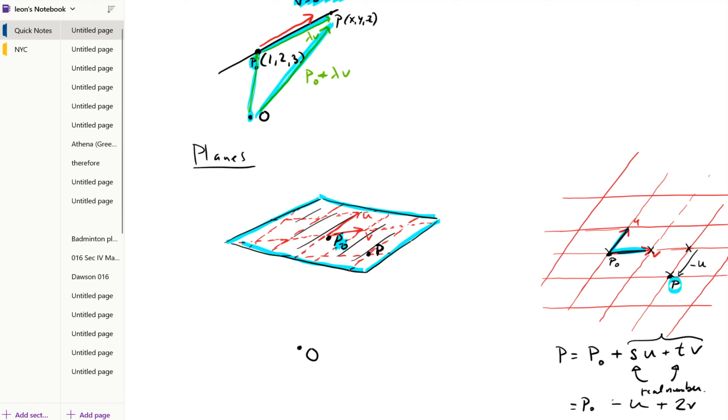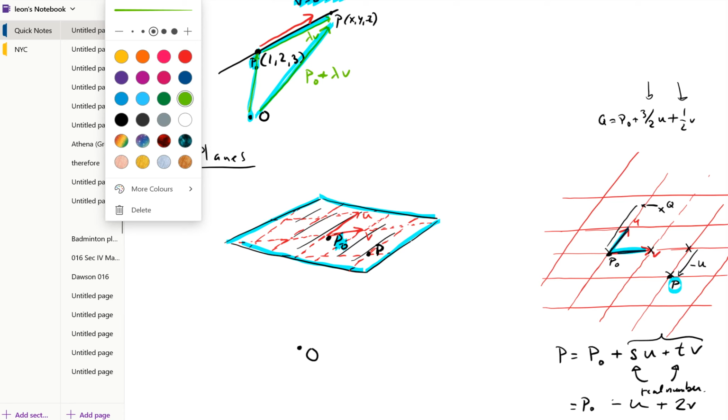But you realize that if I want to get here, for example, to that point, q, it would be p0, and I need to go all the way here, so that's 3/2 of u, and this is 1/2 of v right there. So 3/2 of u, 1/2 of v. Like I said, those don't have to be integers. It could be any real number actually. So that's what I'm trying to illustrate here on this drawing.